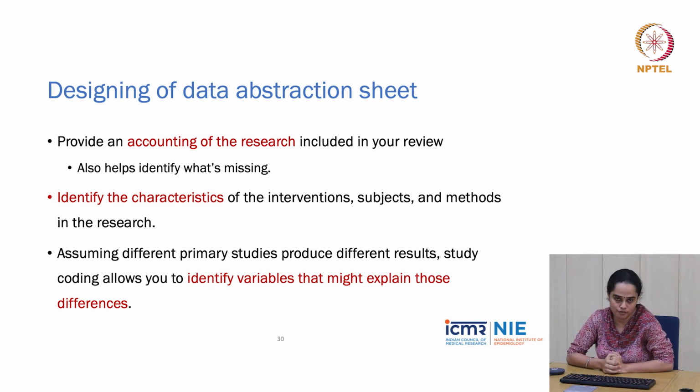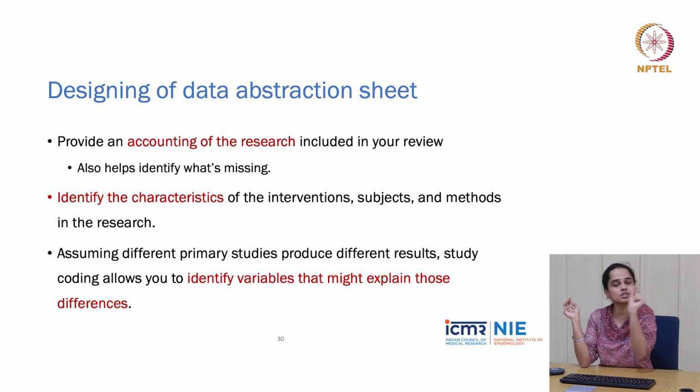Now, you are often tempted to think, okay, my systematic review is about prevalence of caries. So I will look into each of the individual articles and just pick out the caries prevalence number alone. It does not work like that, because we are using a data abstraction sheet, number 1, to provide an accounting of what research you are doing. It helps you identify what is missing. It helps you identify the characteristics of the interventions, the subjects, and the methods in the research.